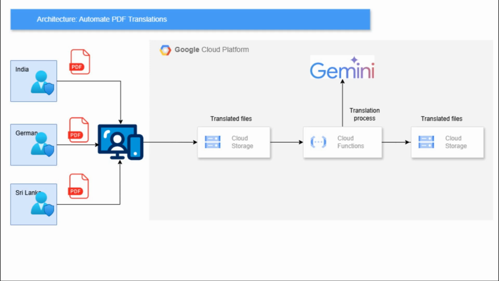So they don't care if the input file is coming in Hindi or Tamil or German or English. They just want everything to be translated into the French language and loaded for their processing. So this is the simple requirement, and how we are going to fulfill it using Google Cloud is what we are going to see in this video.